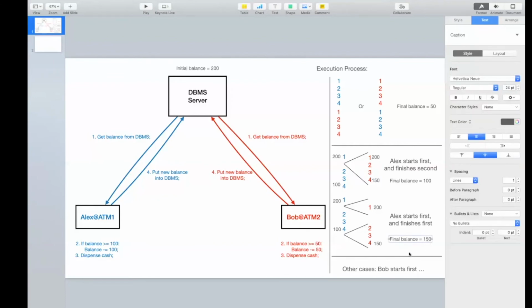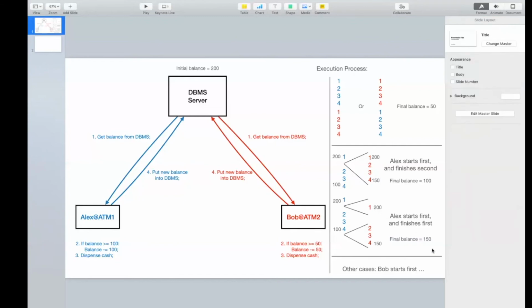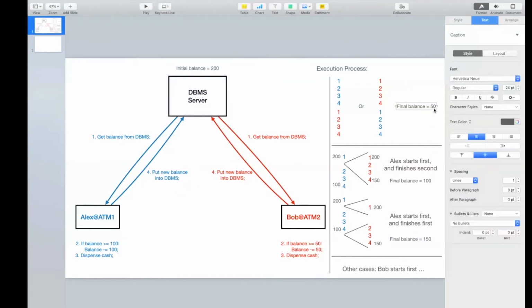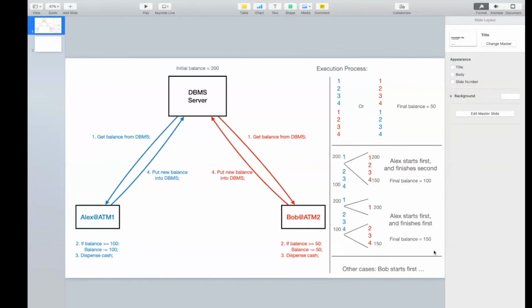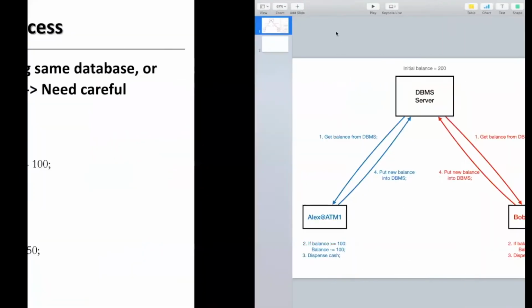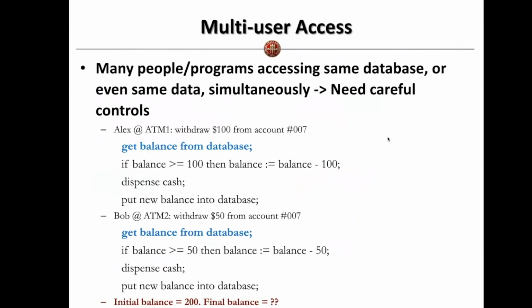Of course, we can also have some other cases for the execution process if we don't have transaction protections. However, the possible balances we can have are 50, 100, and 150. We can have different balances left in the banking account. We use this example to show that we need some protections for multiple users accessing the DBMS. It is very important for maintaining a very safe and accurate system for the data we have.